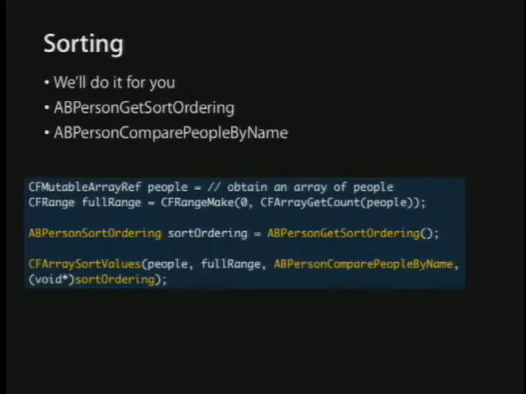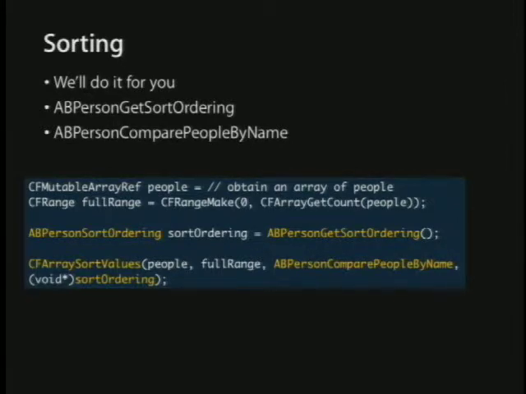So you can just pass the function that's provided by address book. And the last argument is actually important. It's defined to be the sort ordering in our case. For that function, ABPersonComparePeopleByName is expecting the context, so that last void star at the end, to actually be the sort ordering. So don't forget that one.